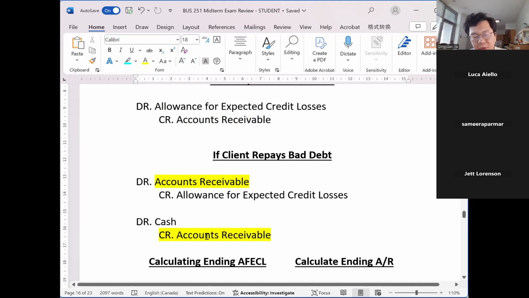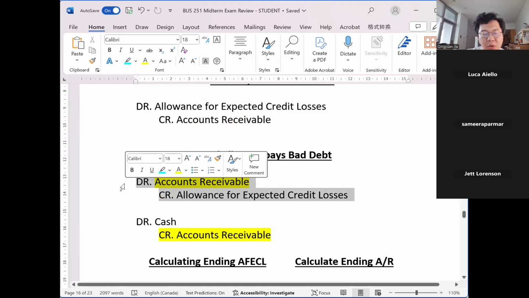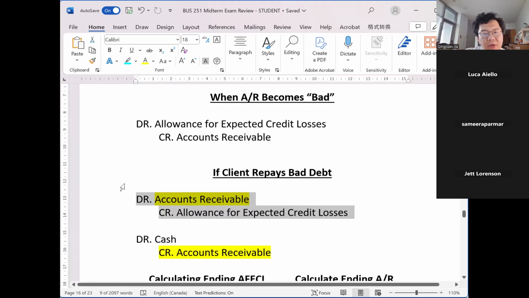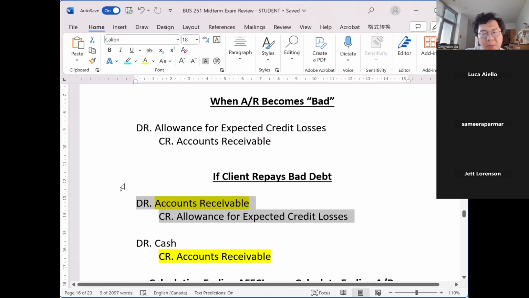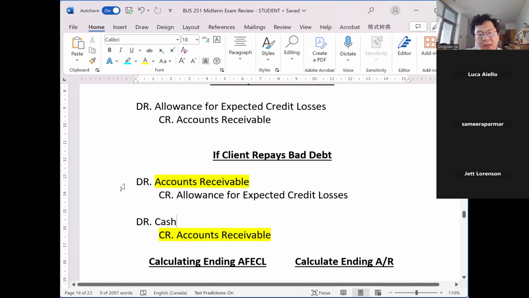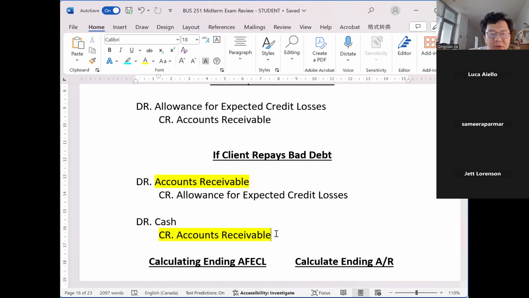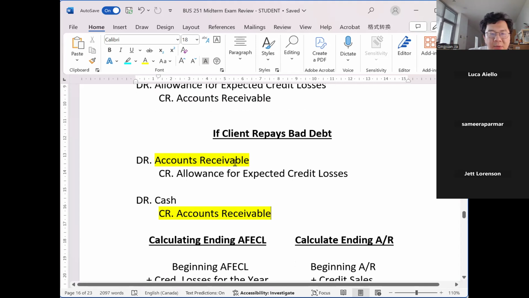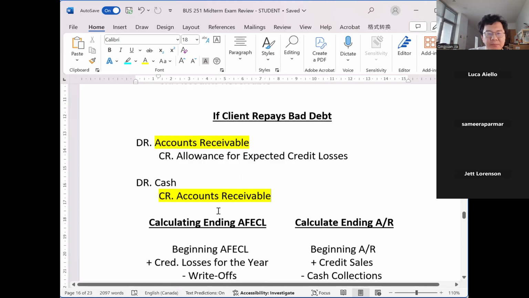So for this account receivable, we collect the cash. Account receivable appears twice here. One time, the meaning is we are trying to do a reverse for the AR that became bad. And the second one is we get the cash and we decrease the account receivable. So don't get confused here. Account receivable appears twice here, right?